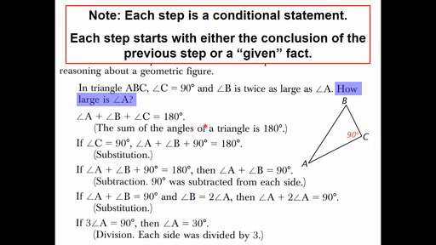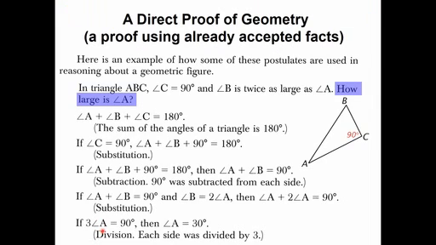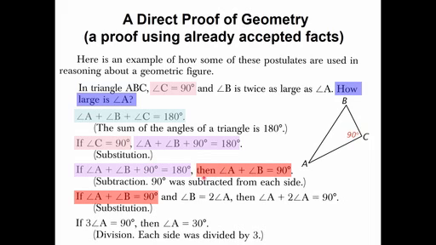Maybe you noticed as I was going through it that each step is a conditional statement. If, then, and so on. And each step from here down starts with either the conclusion of the previous step or a given fact. So we had that. That's a postulate that we knew from before. And here's one of our givens. We came up with a new conclusion. We took that conclusion, made it the hypothesis, and came up with a new conclusion. We took that conclusion, made it a hypothesis, came up with a new conclusion, which we simplified.